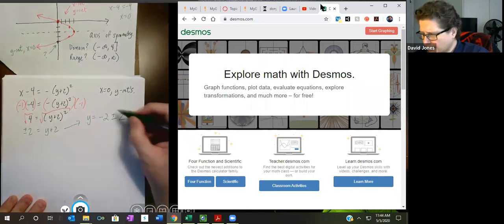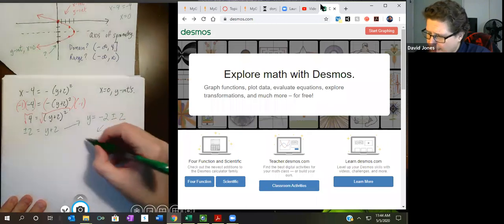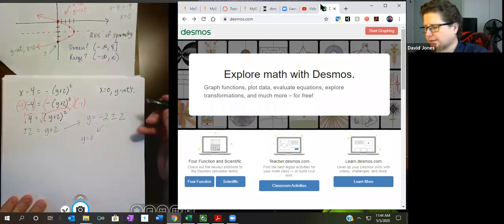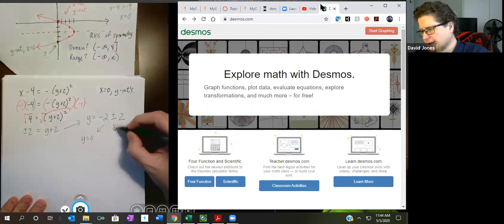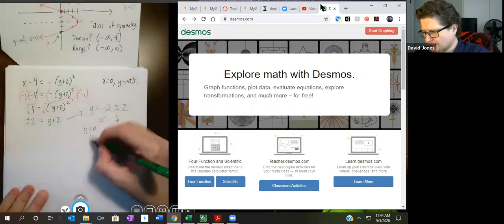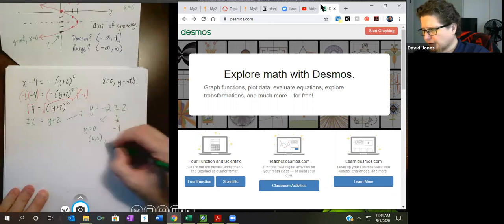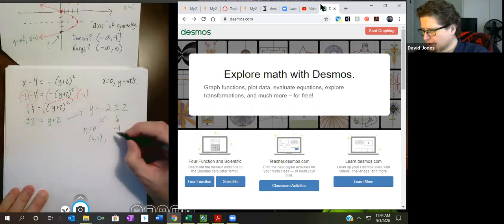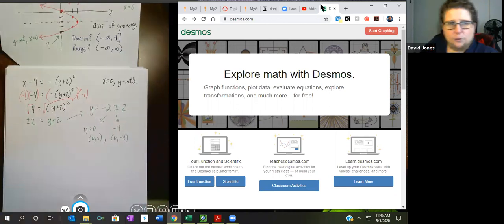The top one gives me -2 plus 2, which is 0. The bottom one, -2 minus 2, is -4. My x-intercepts are 0 or 0. I'm sorry, my y-intercepts are (0, 0) and (0, -4). It intercepts the y-axis twice, and we can see that in our graph, right? See that? Good stuff.